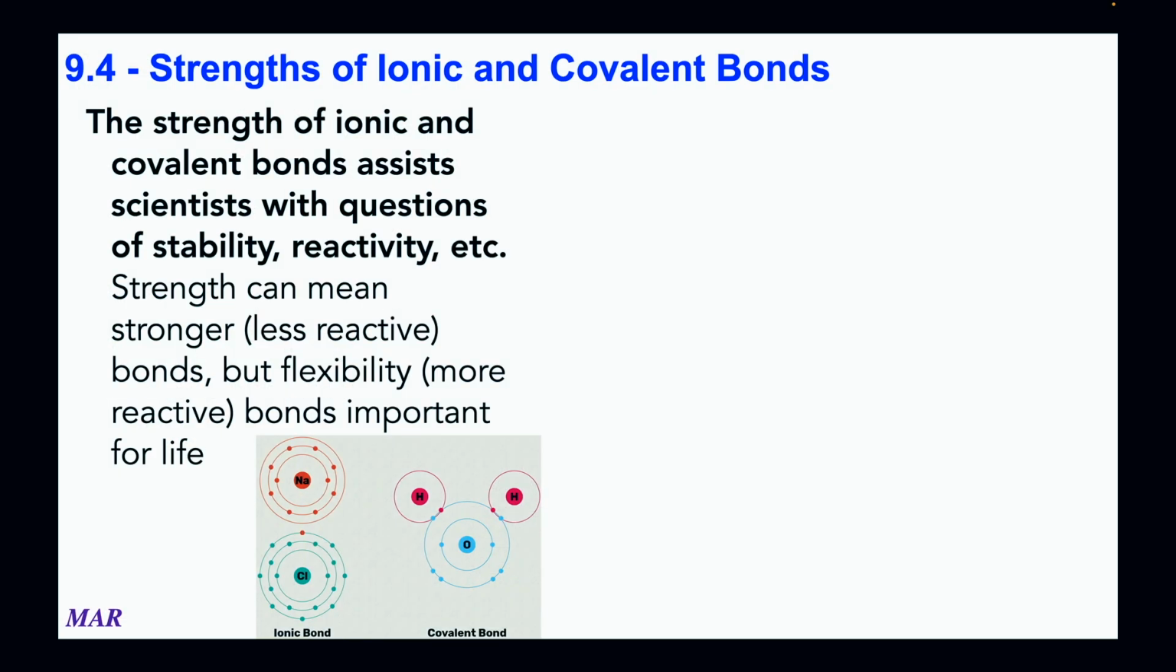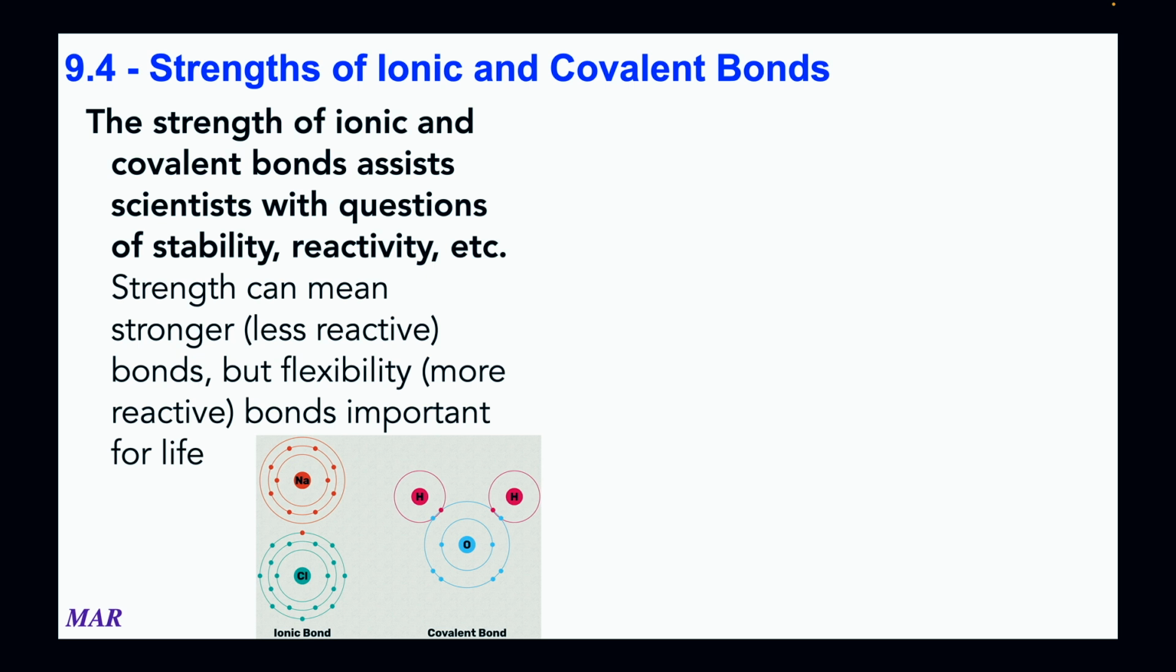When it comes to the strengths of ionic and covalent bonds, this is something that scientists always wonder too. And there's a lot of energy transfer in these different things. Now, strength can mean stronger, which can be good, but stronger also usually means less reactive. So sometimes a weaker bond is preferred because it's more flexible, all right?